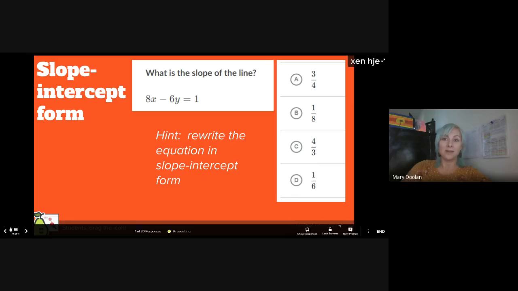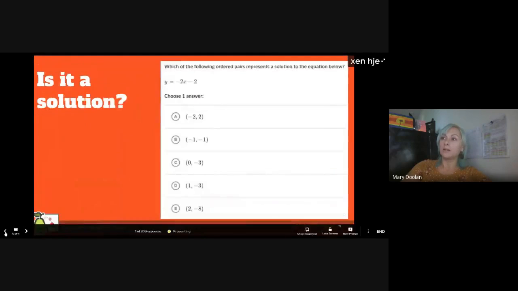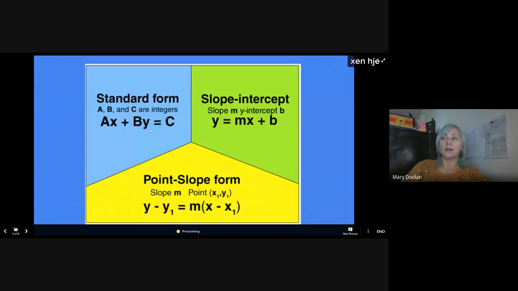What is the m? And when you're in student mode in just a second here, you'll be able to go all the way back to any slide you want to. And you can see slope-intercept form, slope is m. So if you get in this form where you solve for y, you can recognize the slope.